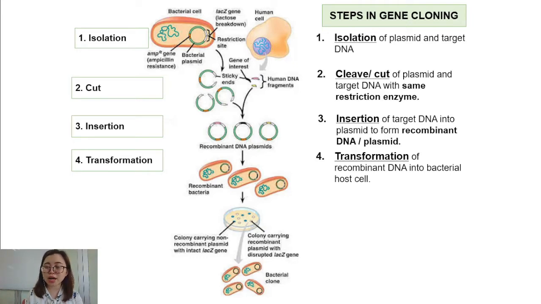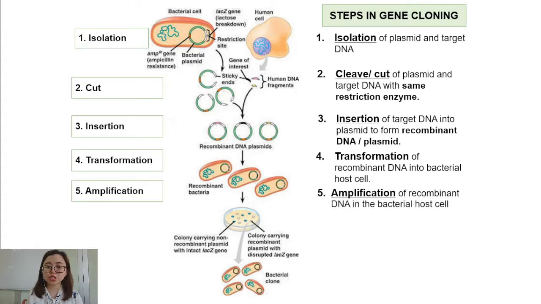So kita masukkan recombinant DNA plasmid itu ke dalam host cell yang kita mau gunakan. Host cell yang dalam contoh ini adalah E. coli. We're going to continue with the 5th step, which is amplification. Amplification of recombinant DNA in the bacterial host cell. So dalam bacterial host cell itu, plasmid akan berganda. Bila dia diperbanyakkan, itu adalah amplifikasi. When it increases in number, that is amplification.